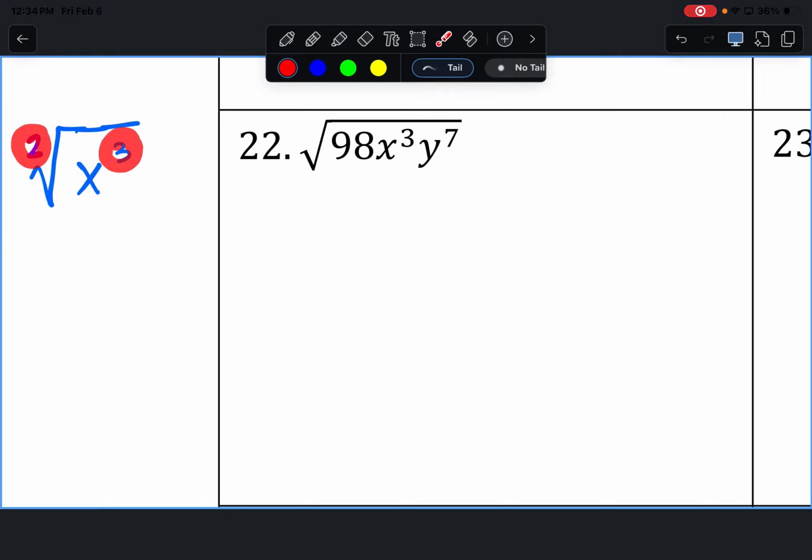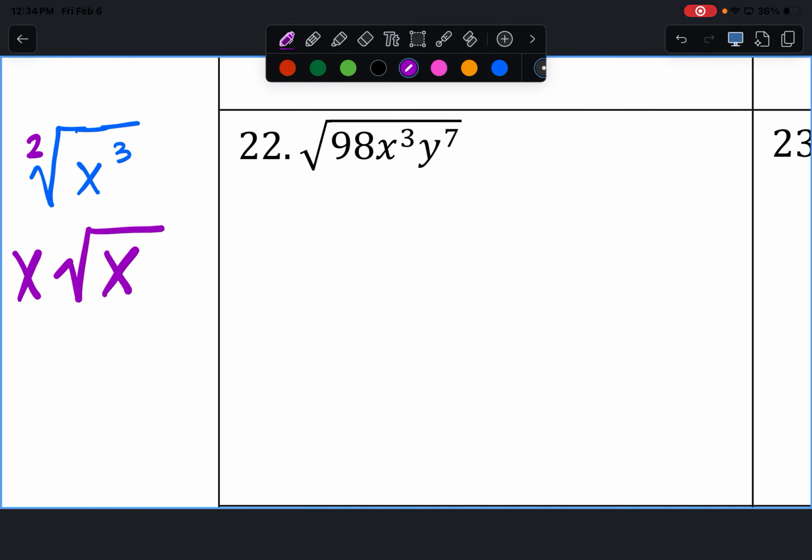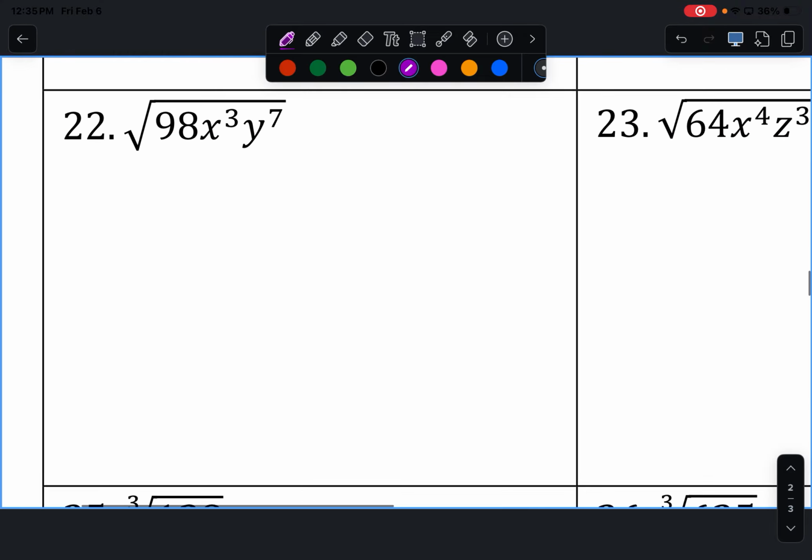Yes, ma'am. Okay, but can 2 go into 3? How many times can 2 go into 3? With how many left over? That is how we simplify these. Okay, so when we look at question 22, this has 3 pieces that we're trying to take the square root of. So we're going to break it up.